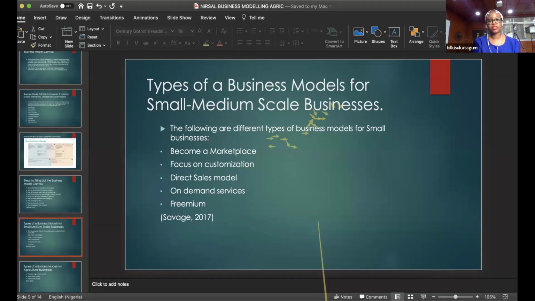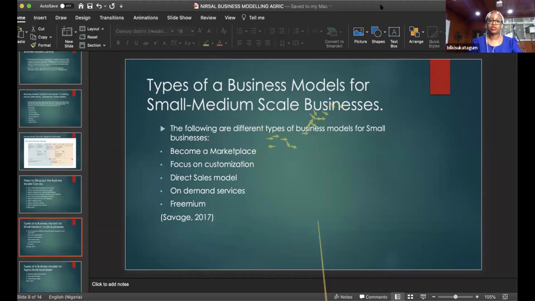First one, becoming a marketplace. The second one is focusing on customization. Becoming a marketplace means you can be a middle person, where other people can come and sell their goods through you. A small business example can be a supermarket, even a small one, or a kiosk. It can be a place that other people come to sell their goods and services through you. You're the one getting it to their customers. So that's an example of a model that you can use. You don't necessarily have to go big or bigger than that.